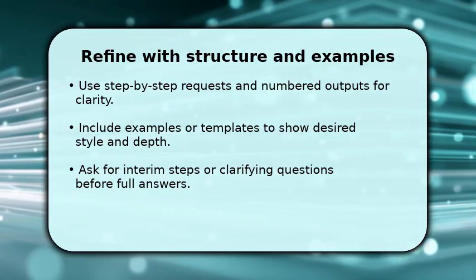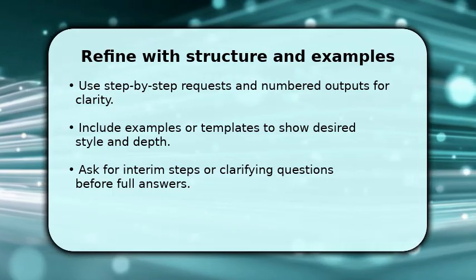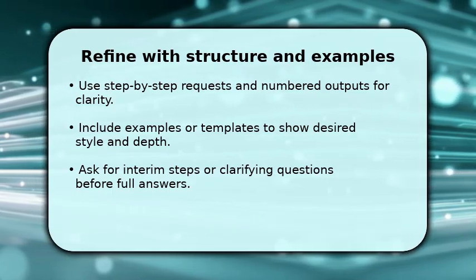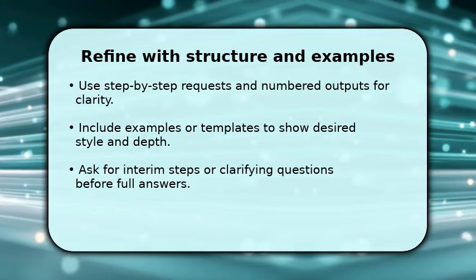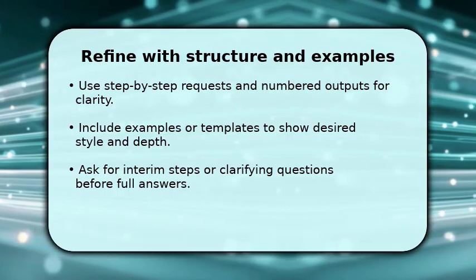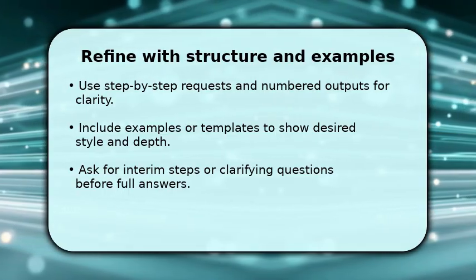If the task is complex, tell ChatGPT to ask clarifying questions first. This pauses full responses and surfaces missing assumptions. Doing this reduces rewrites and improves the first usable draft.